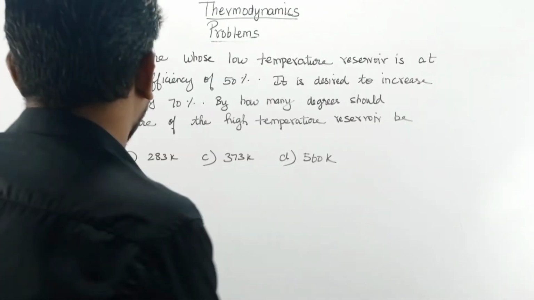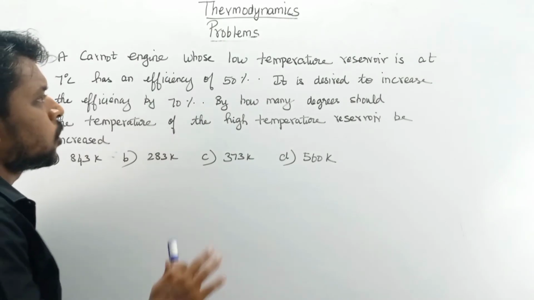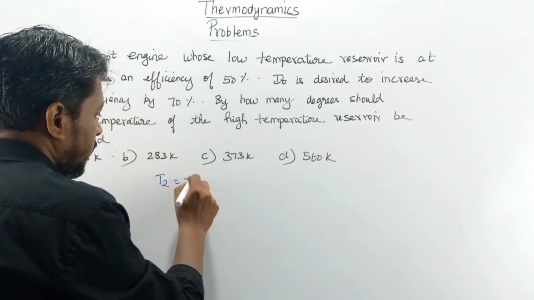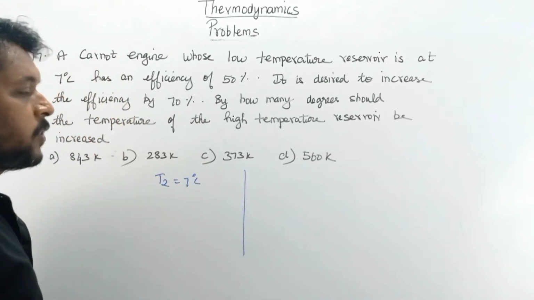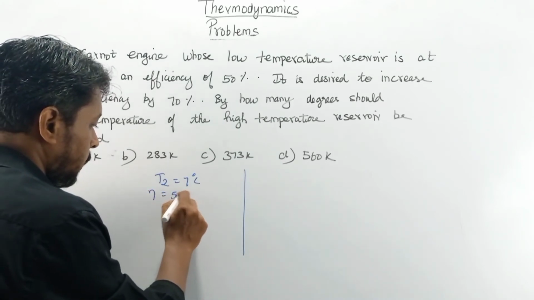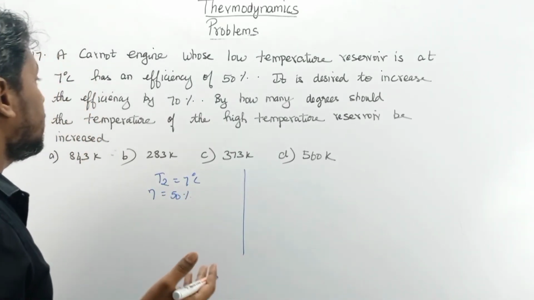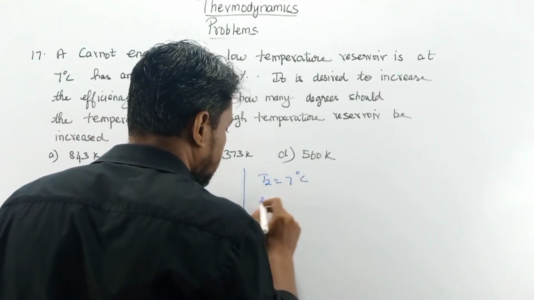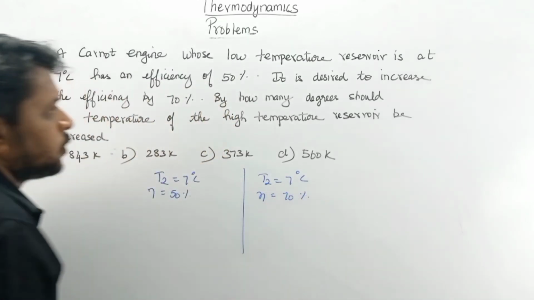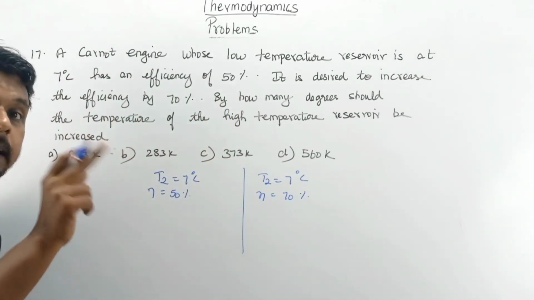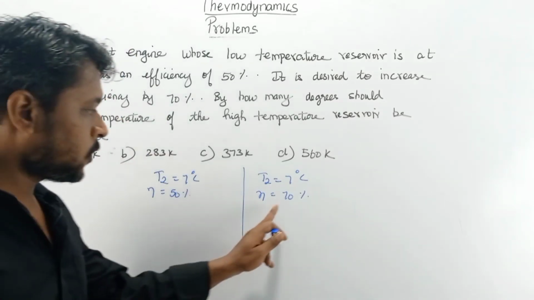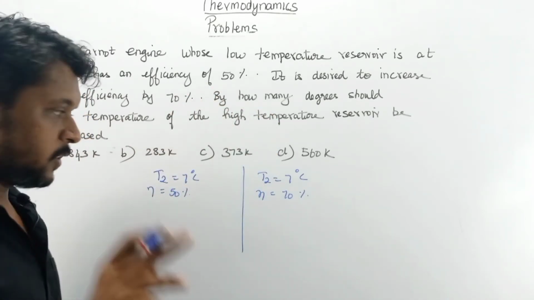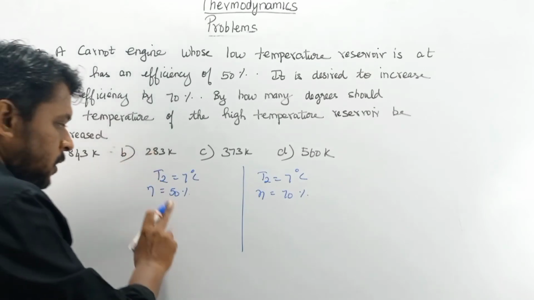The 17th problem. Here we are given a Carnot engine whose low temperature reservoir is at 7 degrees Celsius, so T2 is 7 degrees Celsius, and it has an efficiency of 50%. It is desired to increase the efficiency to 70%. In the second case, T2 remains 7 degrees Celsius and the efficiency is 70%. By how many degrees should the temperature of the high temperature reservoir be increased? We have to find the value of the high temperature with respect to these two efficiencies.